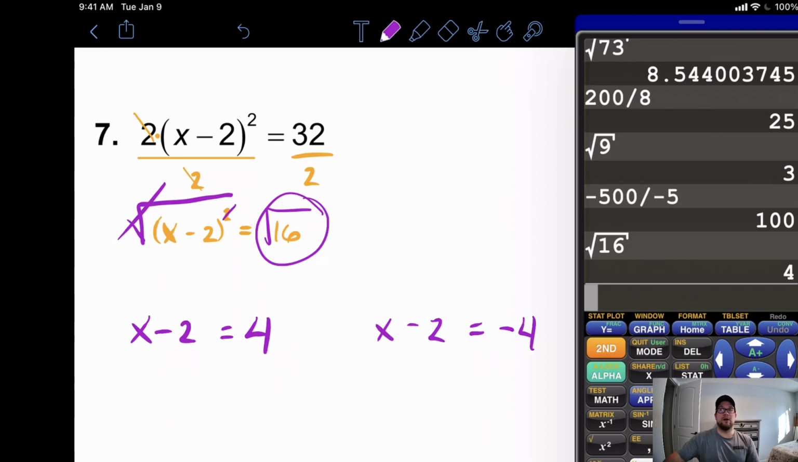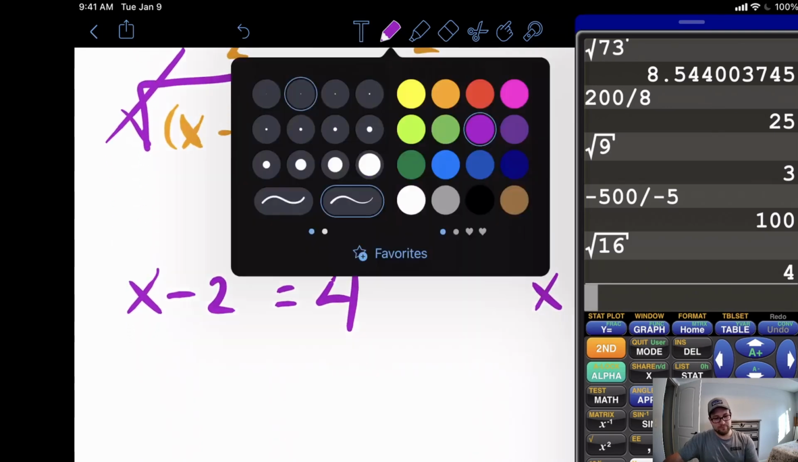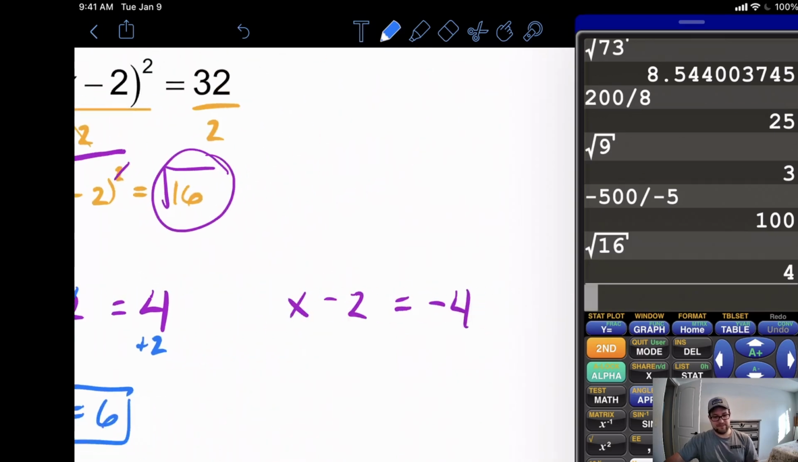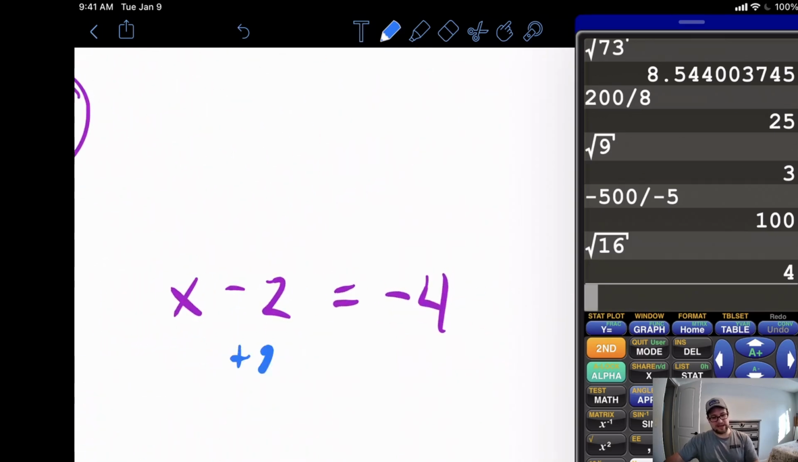Once you get this far, now you just solve. Let's add 2 to both sides. I'm going to end up with x equals 6. On the other side, or the other equation, I'm going to add 2 to both sides.